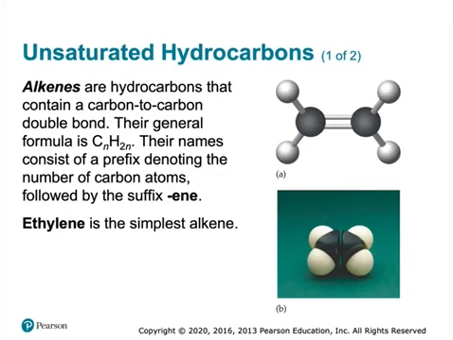Okay, alkenes. So we talk about alkanes, also known as saturated. Saturated means all single bonds. So if you've heard of saturated fats, those are fats that have only single bonds. Alkenes are also known as unsaturated, so they have one or more double bonds.